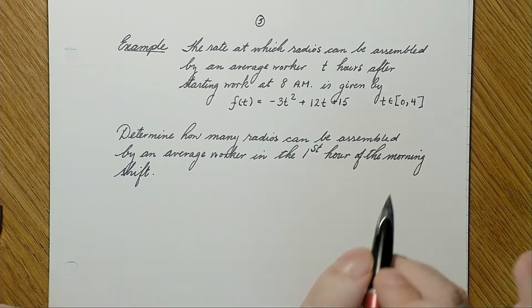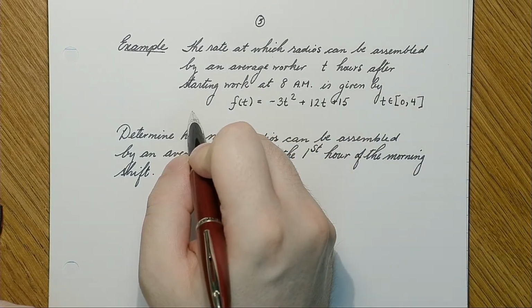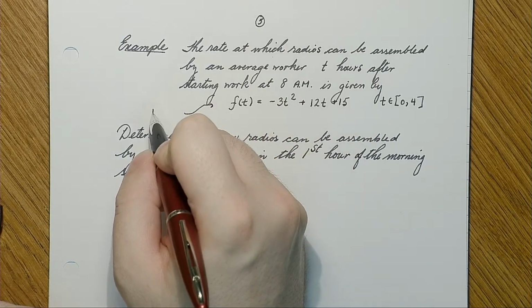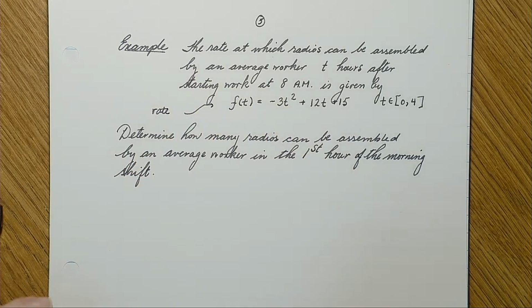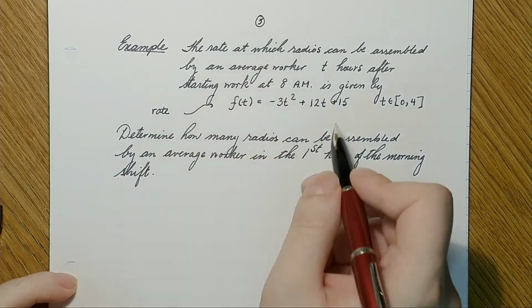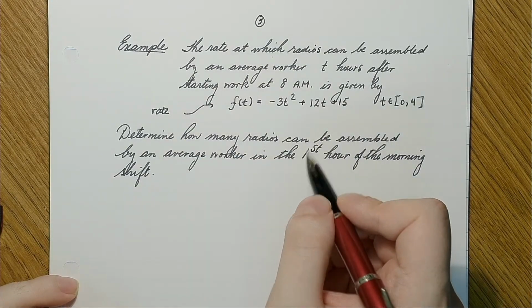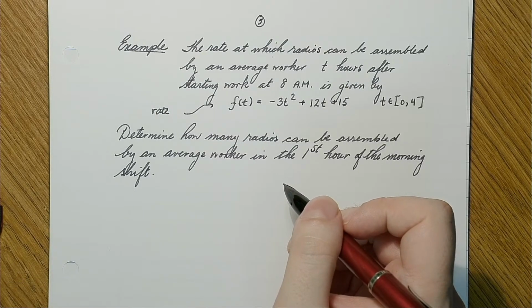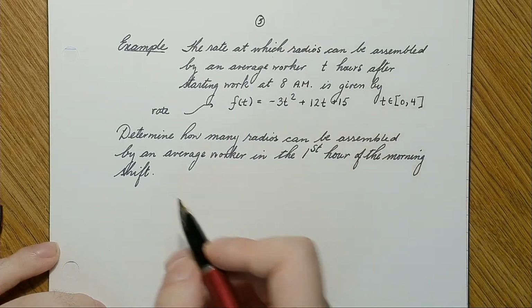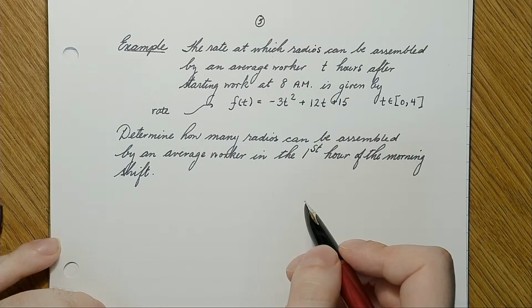So the thing to remember is that this is a rate. Very similar to when we were doing velocity, to get back to the total number of it, or the displacement, we need to integrate. So again, we have a rate, and what we're going to do is integrate over that rate to get the total number of radios.